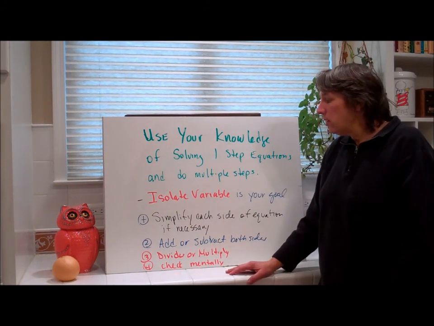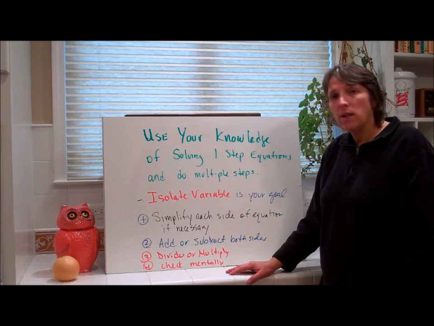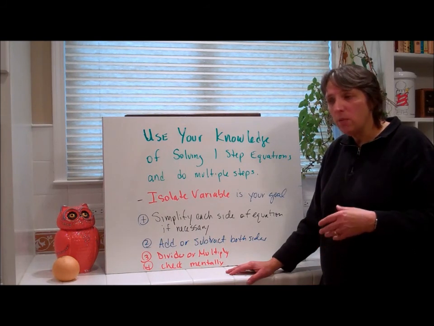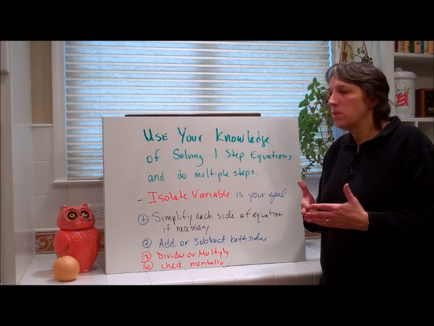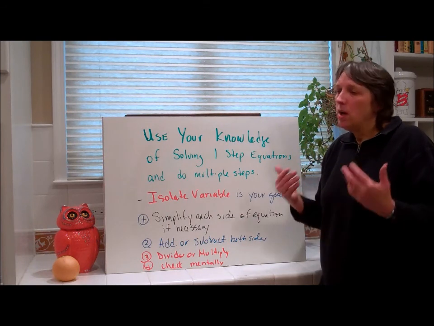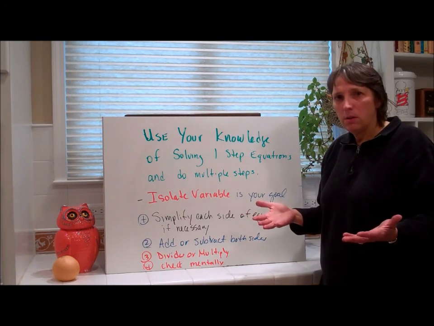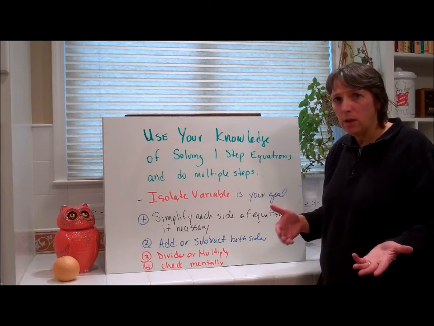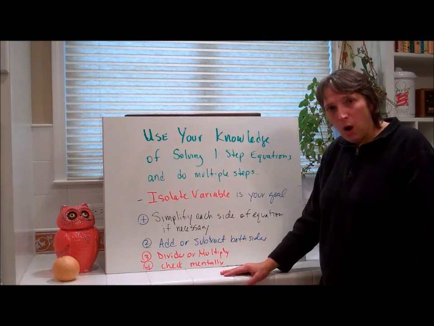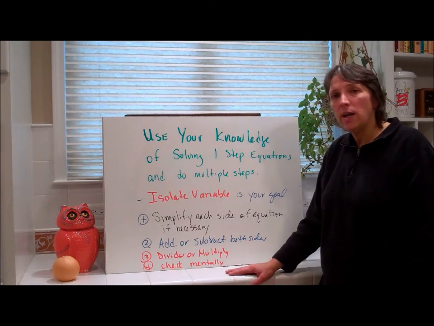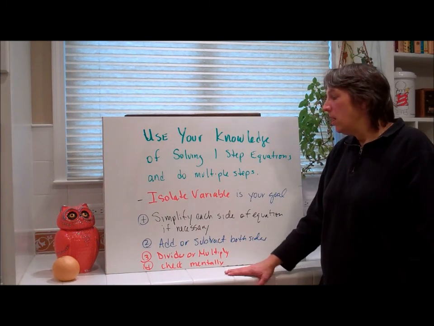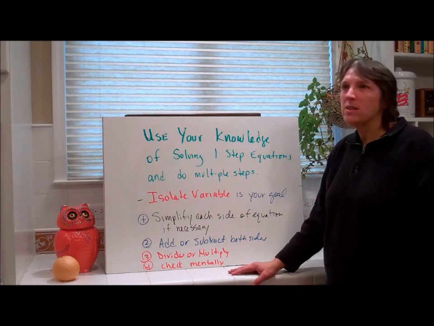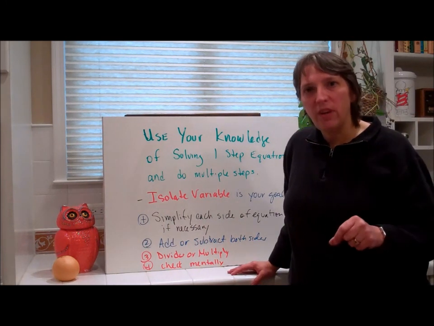The next thing you're going to do is add or subtract both sides to isolate the variable. What were the first equations we learned how to solve? Adding and subtracting, using the inverse of addition and subtraction to isolate the variable. So the first step you're always going to do is add or subtract both sides to isolate the variable. Then you're going to divide or multiply based on what the coefficient is with the variable.